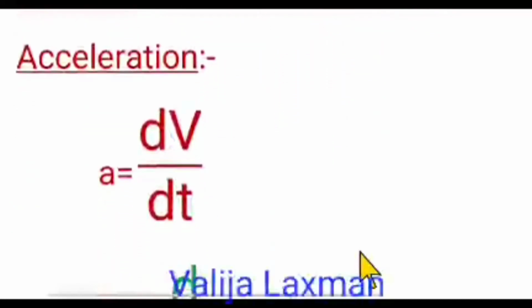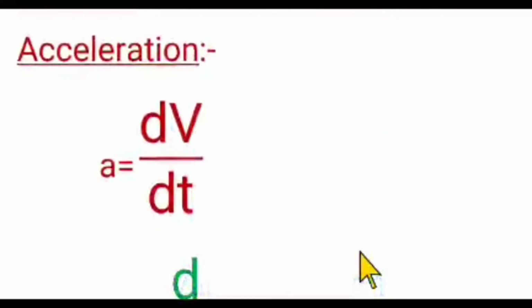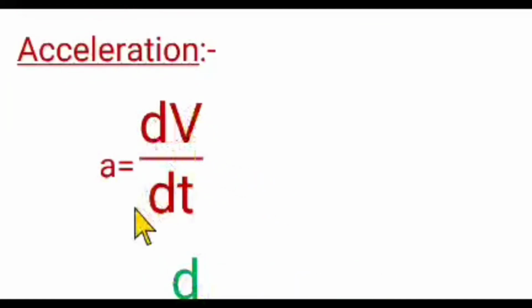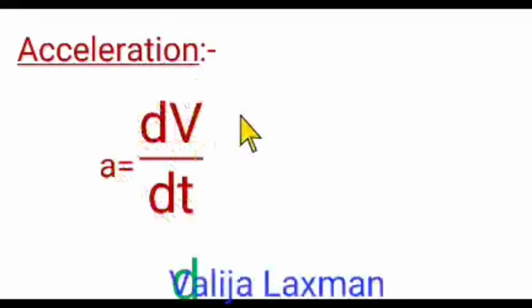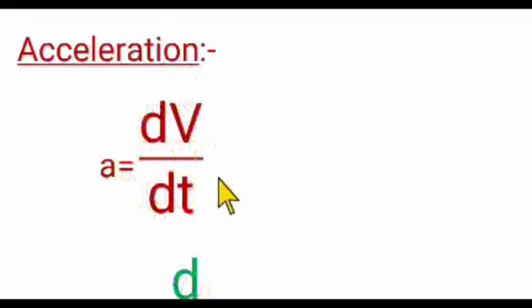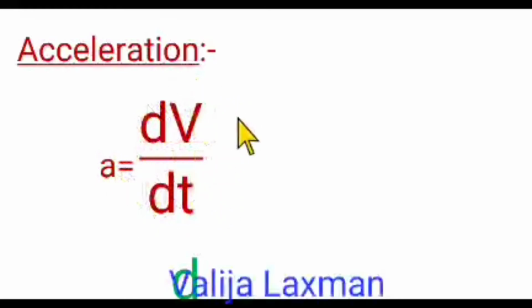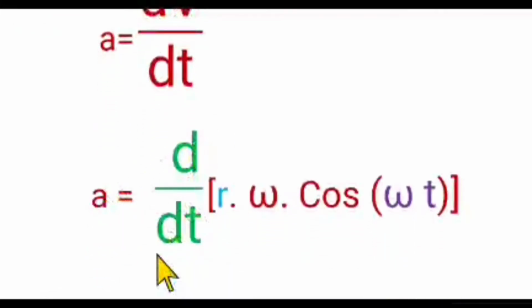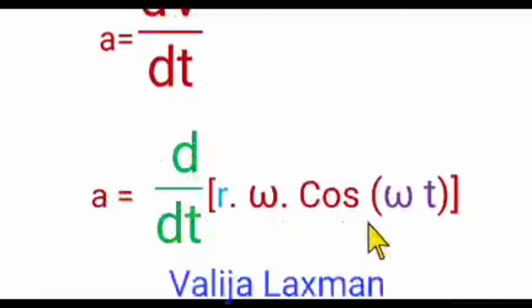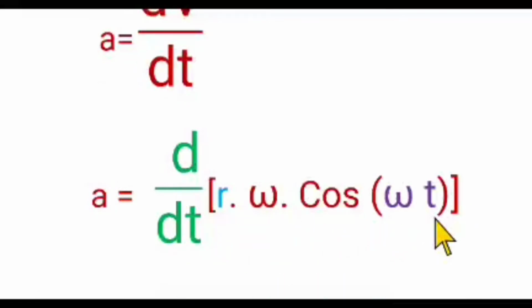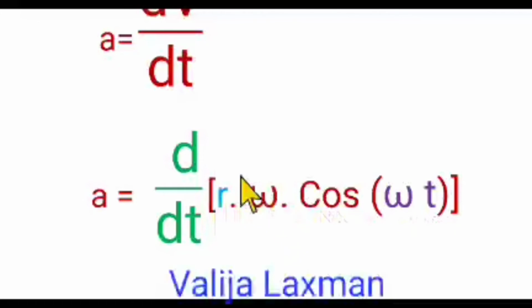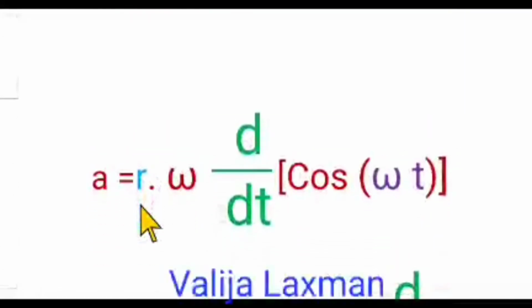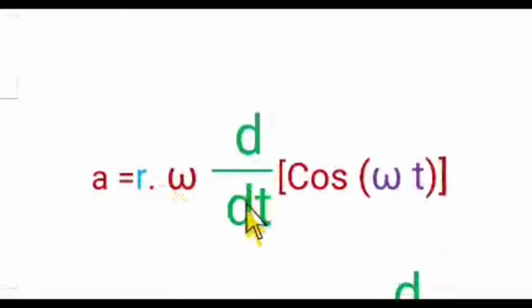Next coming to acceleration. General formula for acceleration is nothing but velocity divided by time. So change in velocity by change in time. So this is called rate of change of velocity, that is called acceleration. Substitute the velocity equation here. If you are substituting, you will be getting a is equal to d by dt of r omega cos omega t. This is the velocity equation. In this, r omega is constant, so taking it outside, you will be getting the equation a is equal to r omega into d by dt of cos omega t.